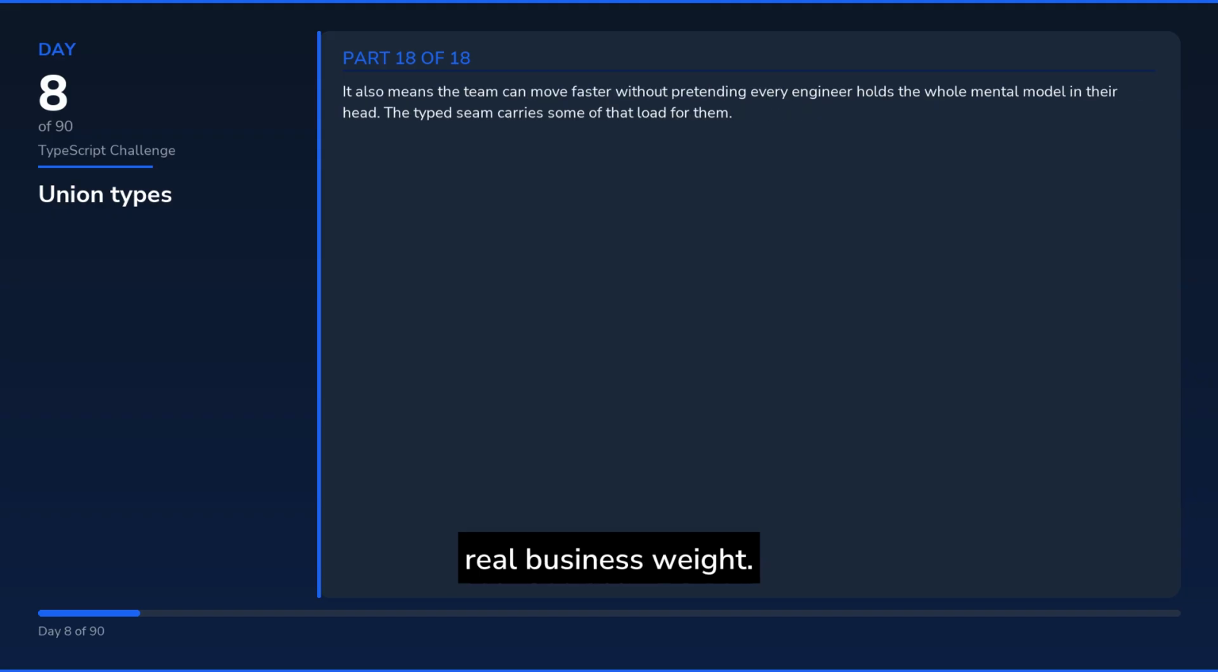It also means the team can move faster without pretending every engineer holds the whole mental model in their head. The type system carries some of that load for them.